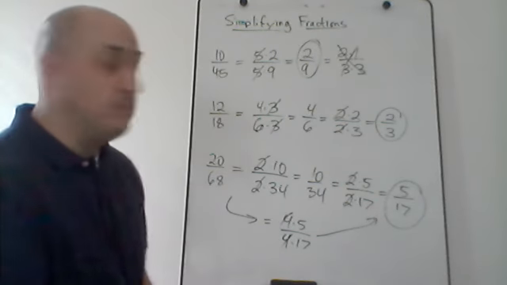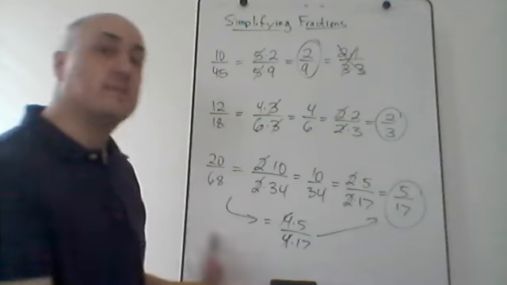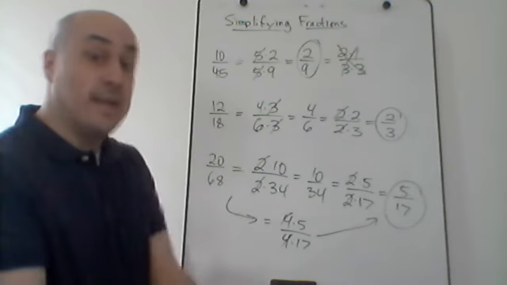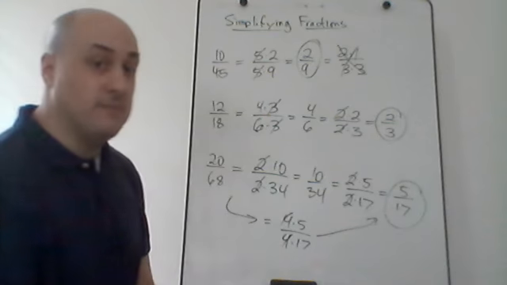Right? But that's how we always simplify fractions. We look at our numerator and denominator, factor each one, see if they have any common factors that we can cancel out, and then try it again with our answer until we're sure that there's nothing else they have in common, and then we've simplified it completely.